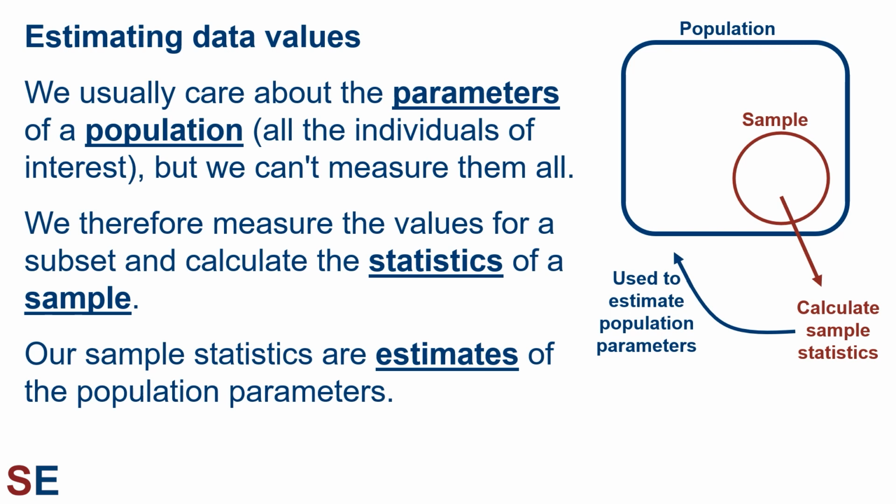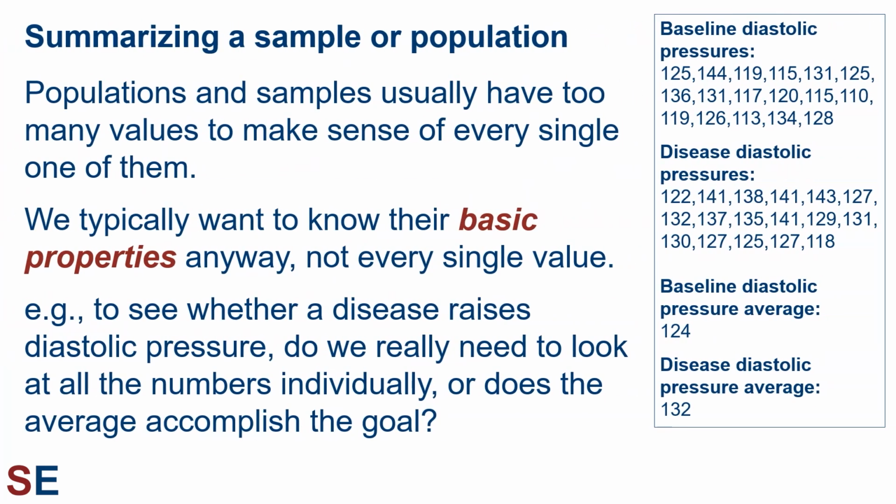And our sample statistics are therefore estimates of the population parameters, as indicated in the diagram here, where we want to know about the entire population. We take a sample, calculate its statistics, and then use those statistics to estimate the population parameters. So we then need a way to summarize the sample or population, because populations and samples usually have too many values to make sense out of every single one of them. And we usually want to know the basic properties anyway, not every single value.